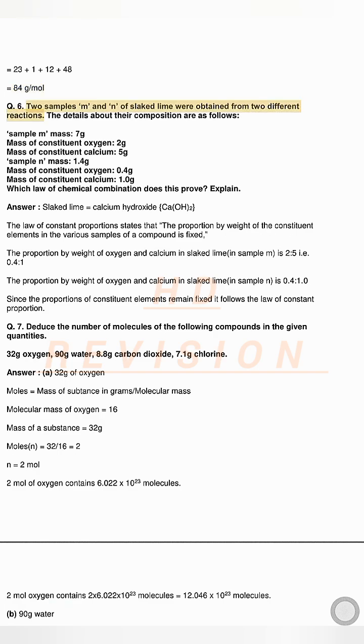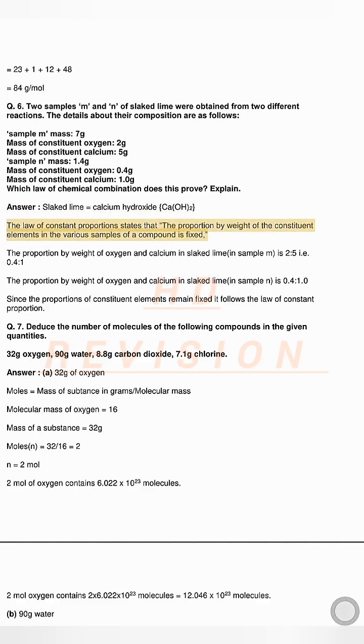Q6. Two samples, M and N, of slaked lime were obtained from 2 different reactions. The details about their composition are as follows. Sample M: mass of constituent oxygen, 2 grams; mass of constituent calcium, 5 grams. Sample N: mass of constituent oxygen, 0.4 grams; mass of constituent calcium, 1.0 grams. Which law of chemical combination does this prove? Explain. Answer. Slaked lime equals calcium hydroxide, Ca(OH)2.